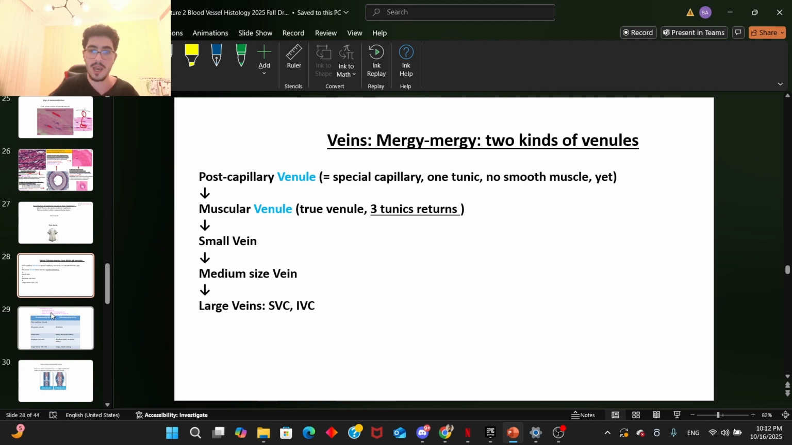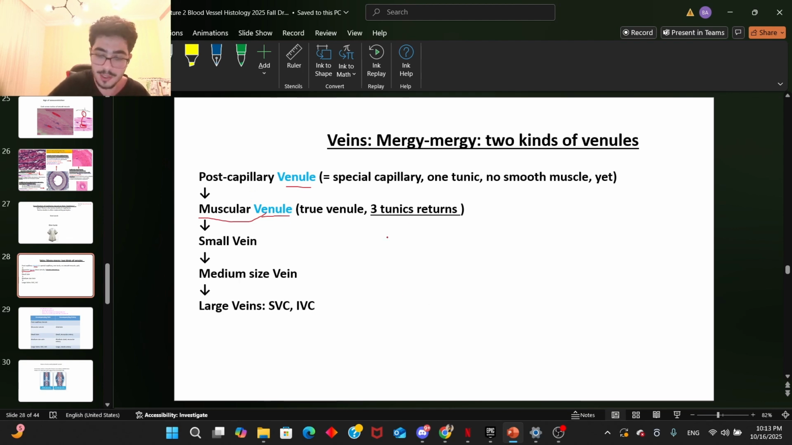So this is the veins, and there's 5 different types of veins: postcapillary venules, muscular venules, small veins, medium-sized veins, and the large veins, the superior vena cava, inferior vena cava. Now the postcapillary venules are kind of like capillaries, right? They only have one tunic. Then after that, muscular venules and all of them have their regular 3 tunics. Excuse me, this is called postcapillary venules, not veins. So venules, not veins.